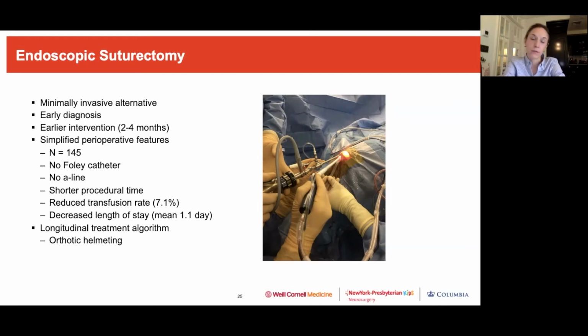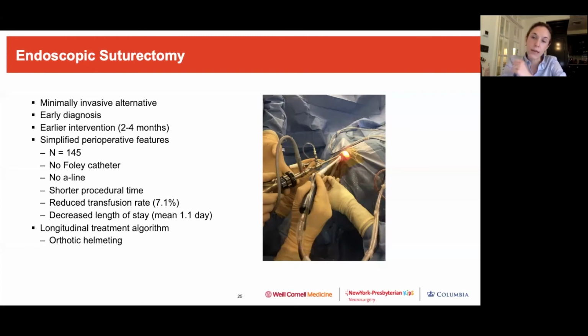So you don't need to place a Foley catheter and therefore decrease the risk of UTIs. You don't need to place an A-line because it's very rare that these children need transfusions. Again, the procedural time is much decreased. Our rate of transfusions is about 7% in these children versus essentially 100% in a vault. And these children go home the next day.